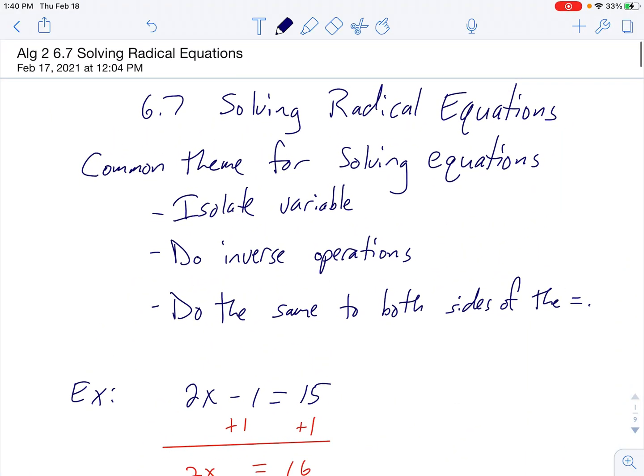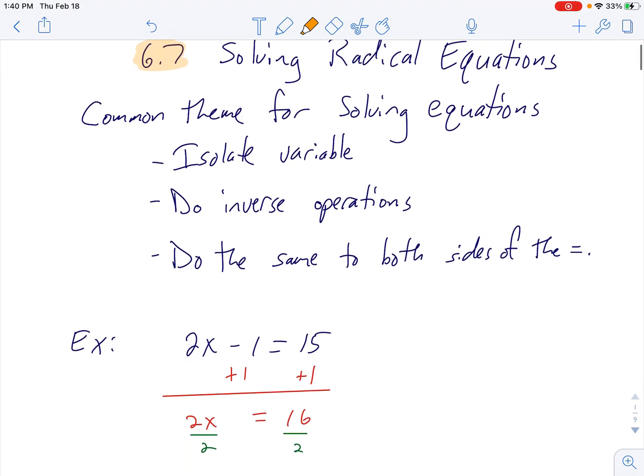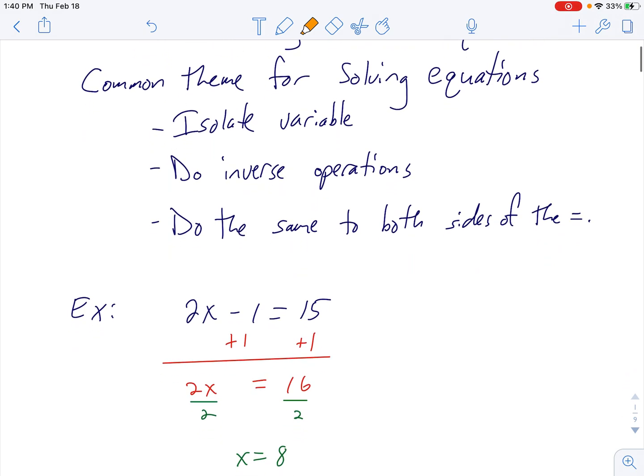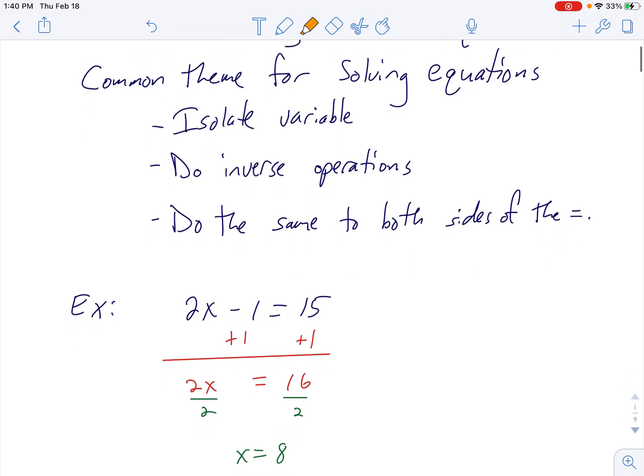Today we're doing lesson 6.7. This is going to be a two-part lesson, so there'll be a part 2 coming in the next lesson. They do get a little more complicated. Today we're going to start with the more basic side of this topic: solving radical equations. So we're going to be looking at equations that have square roots in them. We still want to solve those. We want to find the solution or solutions to that equation.